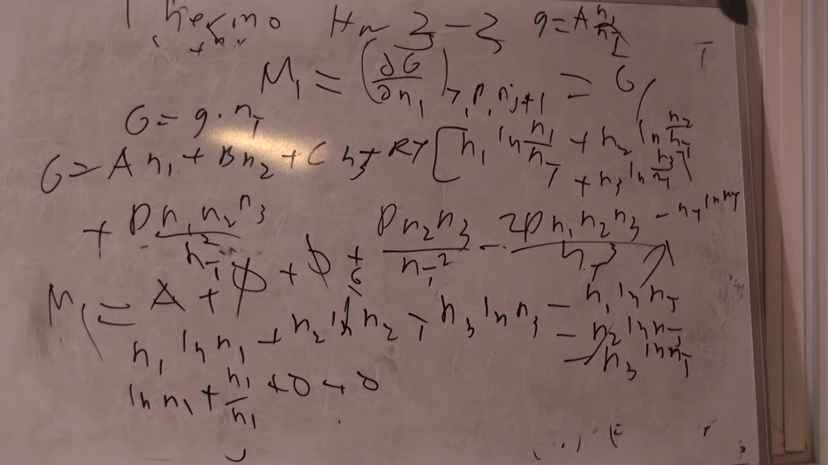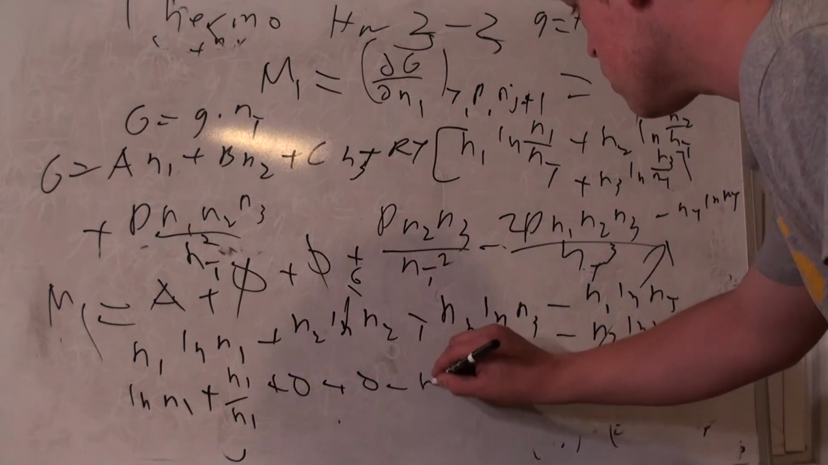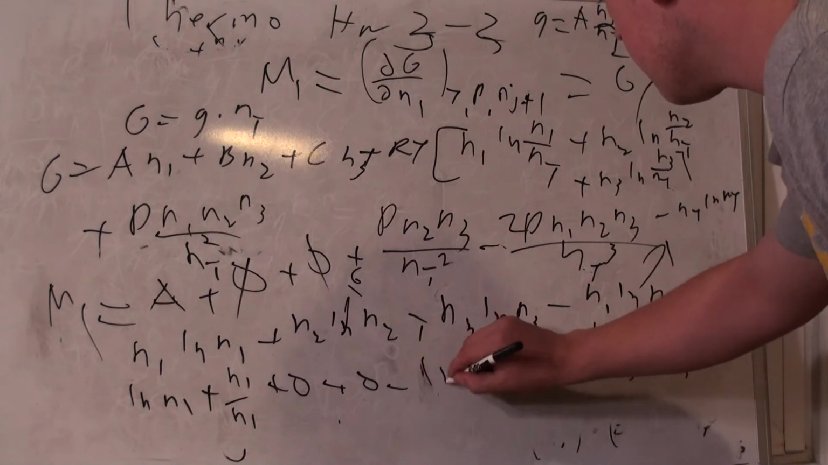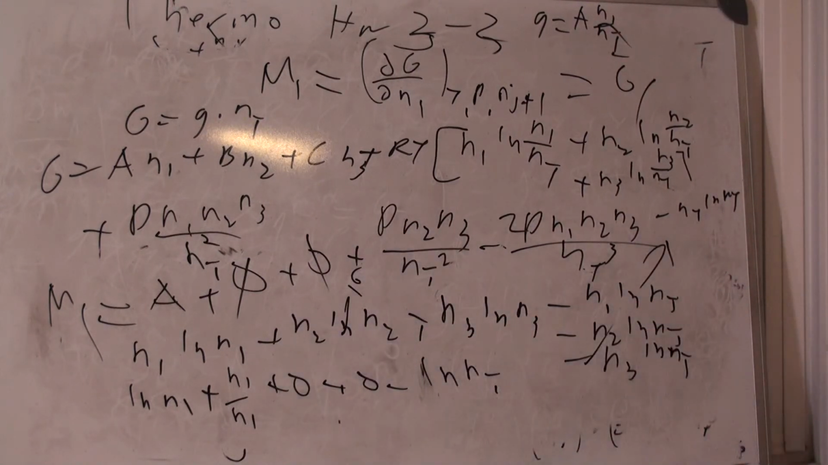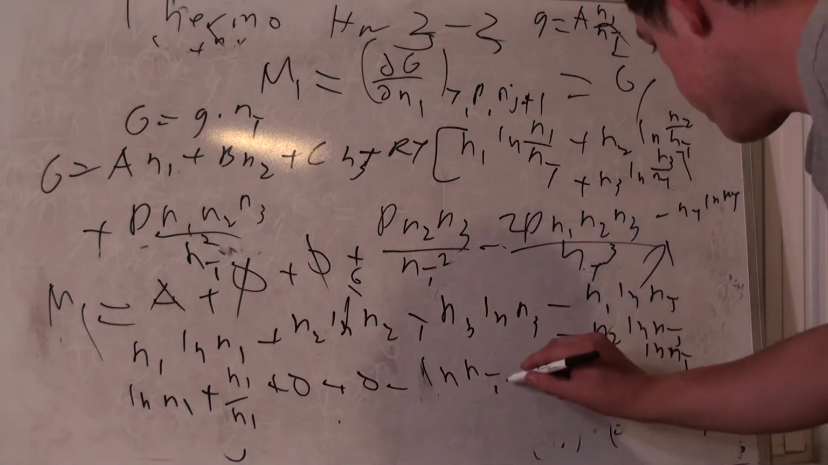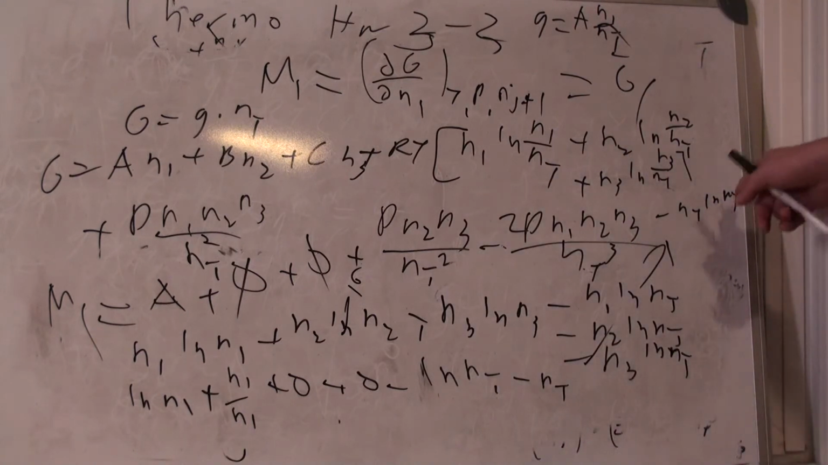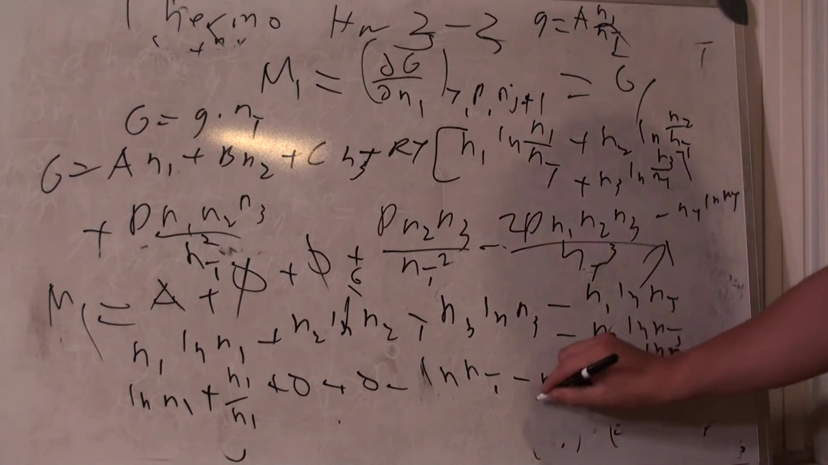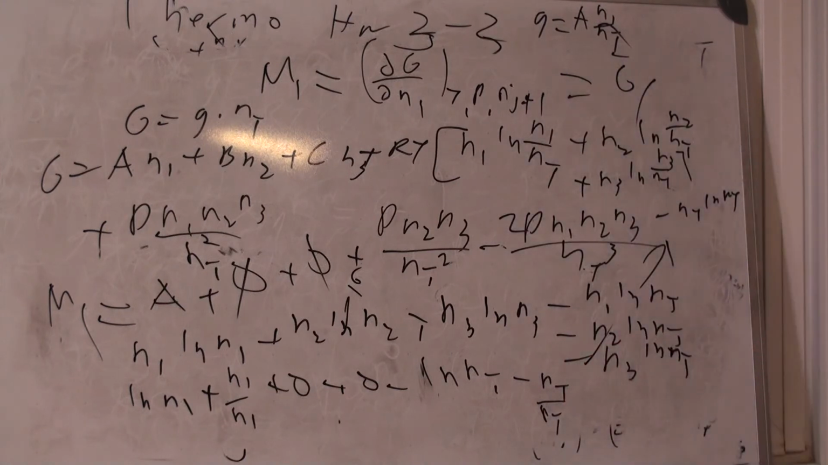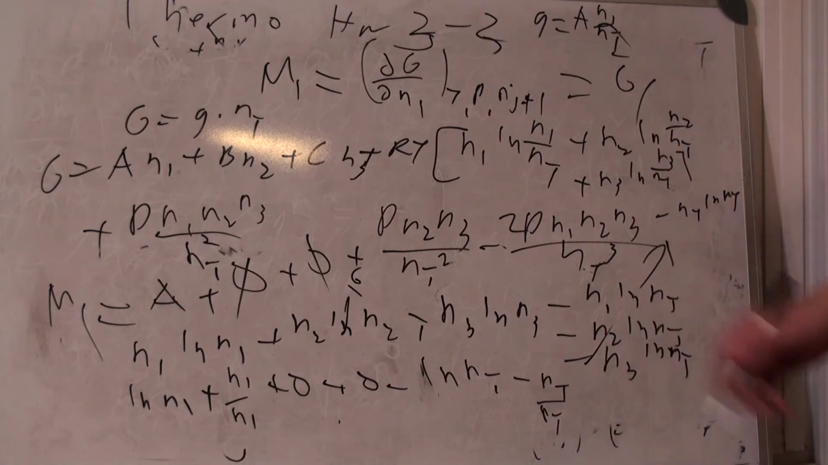And then I have the same kind of thing that I have to do up here. So I have dn_t over dn_1 times blah, blah, blah. In this case, it's minus natural log of n_t. Okay, so minus natural log of n_t, minus, because it's the product rule, n_t. Well, the derivative of this with respect to n_t is 1 over n_t times dn_t over dn_1, which is 1. So I have all that.